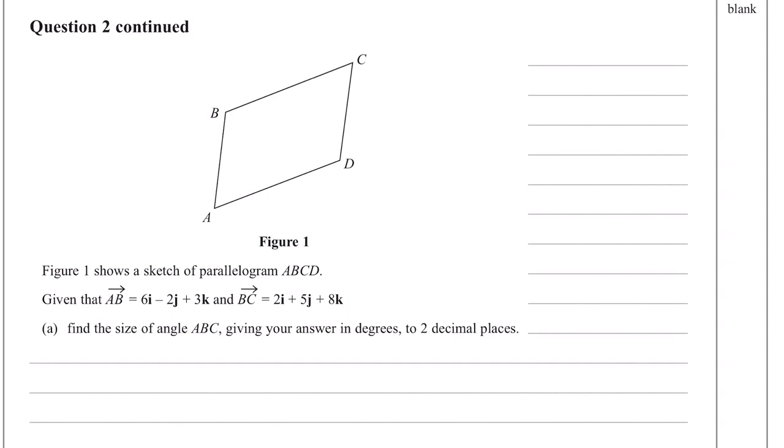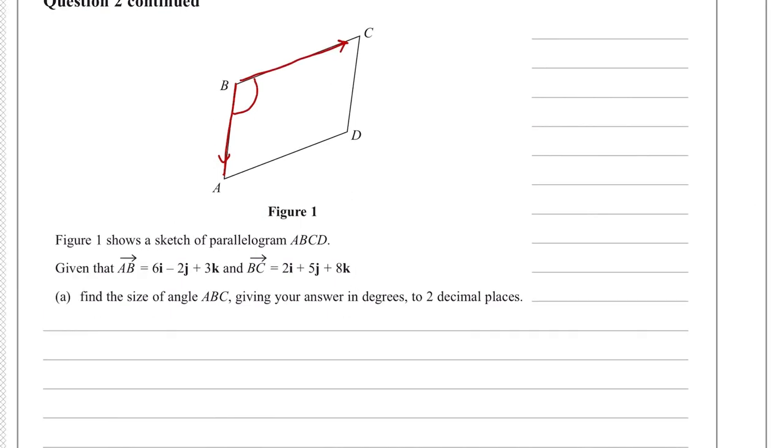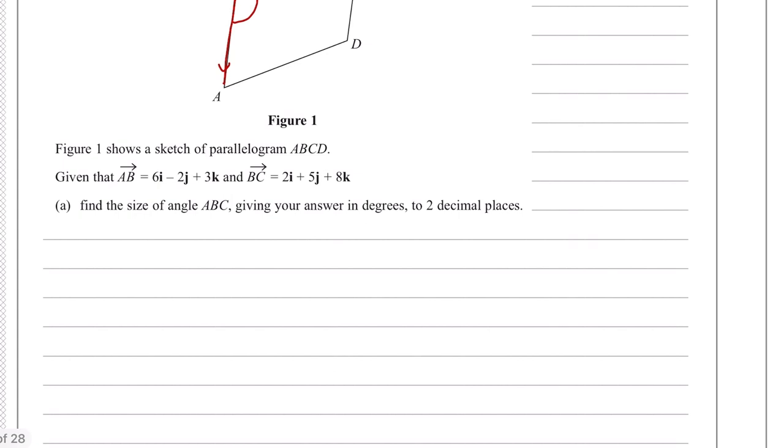In problem B, we have this parallelogram ABCD. The vectors AB and BC are given, and we have to find the size of angle ABC in degrees and answer in 2 decimal places. So if we were to find the angle ABC, we have to find the angle between these vectors BA and BC. To find angle ABC, we use this formula: cos ABC equals vector BA dot vector BC divided by the magnitude of BA times the magnitude of vector BC.